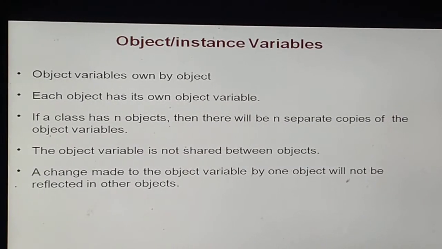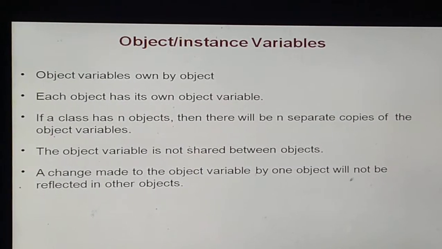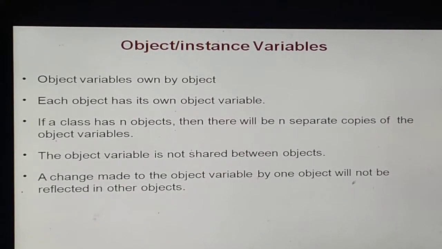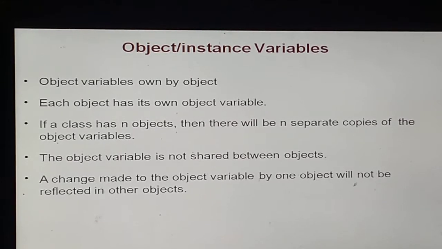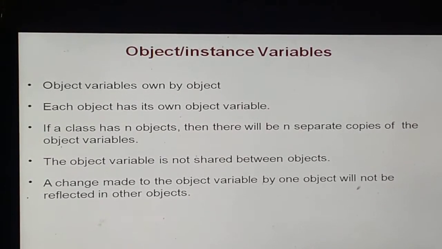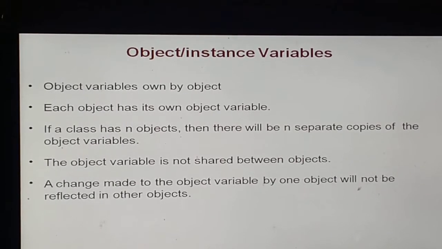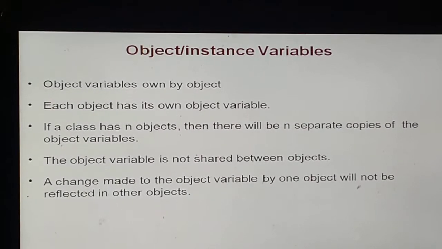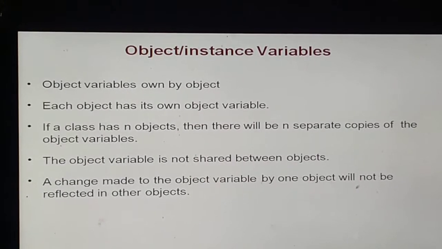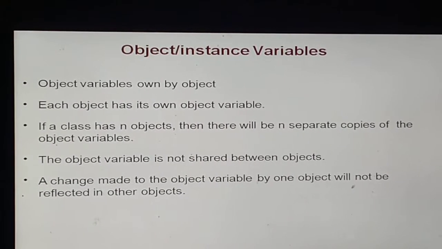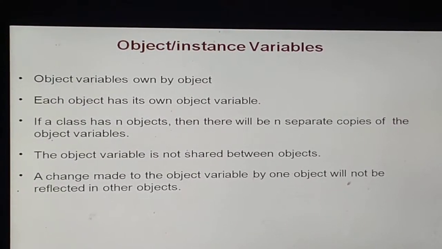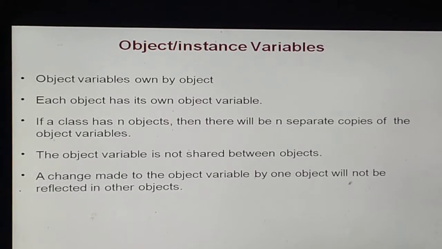Now let's discuss the object variable, also known as the instance variable. They are known as instance variables because they are owned by the object of the class. This means that for each object or instance of a class, the object variables are different. If there is only one class but 10 objects, every object will have a different value.